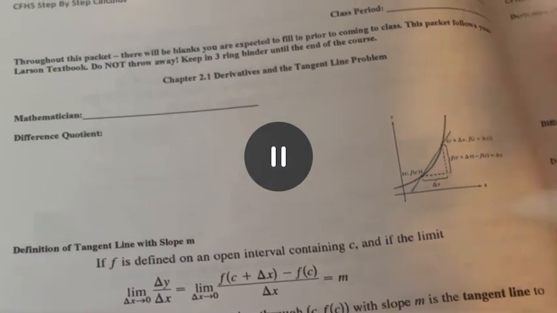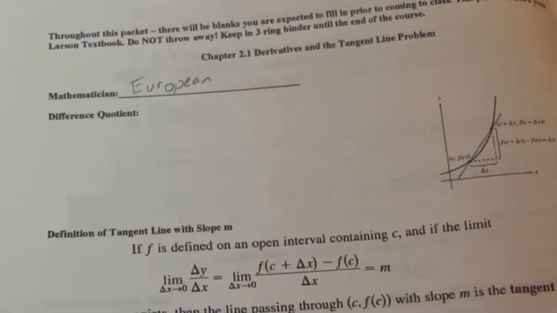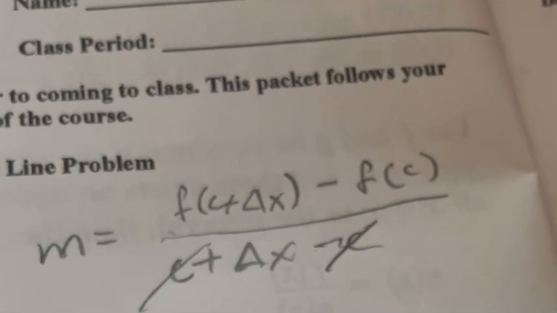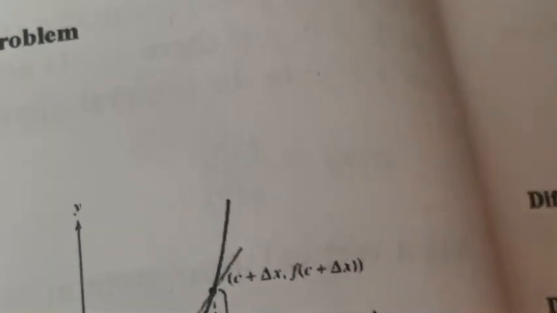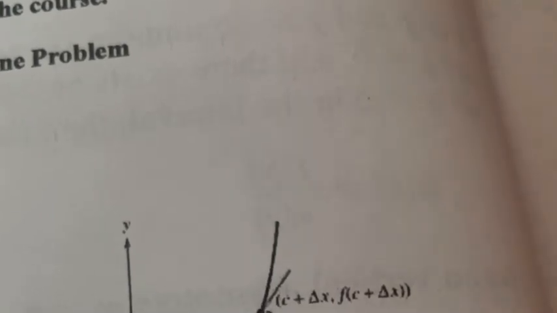The tangent line problem was one of the problems that European scientists and mathematicians were working on during the 17th century. And the difference quotient, as we know from before, is f of x plus h minus f of x over h, or over delta x. To find the slope of a secant line is basically y2 minus y1 over x2 minus x1.